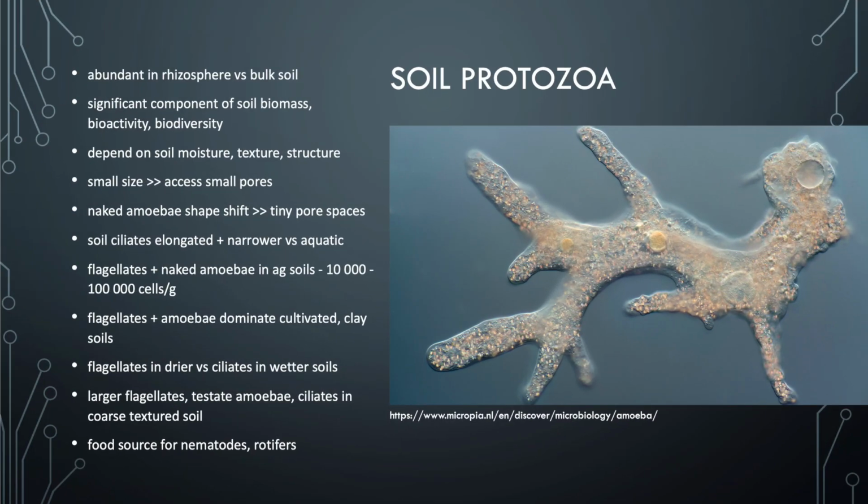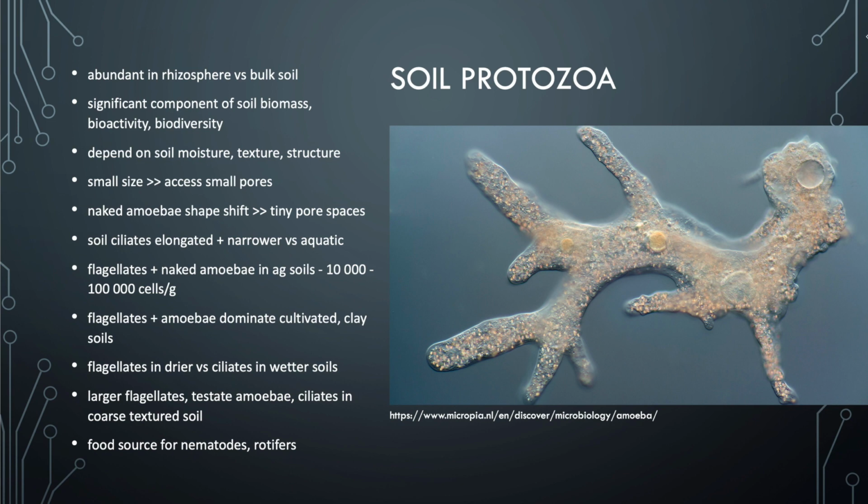So let's first look at how soil protozoa or soil protists interact with the soil matrix that they find themselves in and in which they function. The soil protists are more abundant in the rhizosphere compared to the bulk soil, which makes sense because most of the bacteria hang around the roots. They are a significant component of soil biomass, bioactivity in soil, and soil biodiversity. They're heavily dependent on soil moisture, texture, and structure, and they are of a small size, so they can access small pores in the soil matrix, if these pores are available, of course.